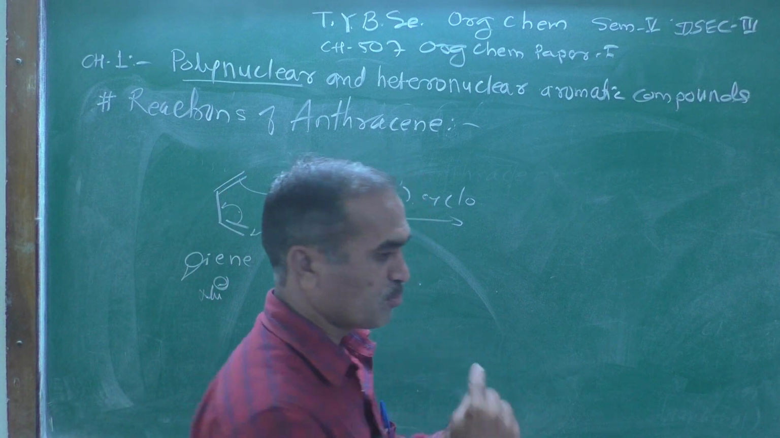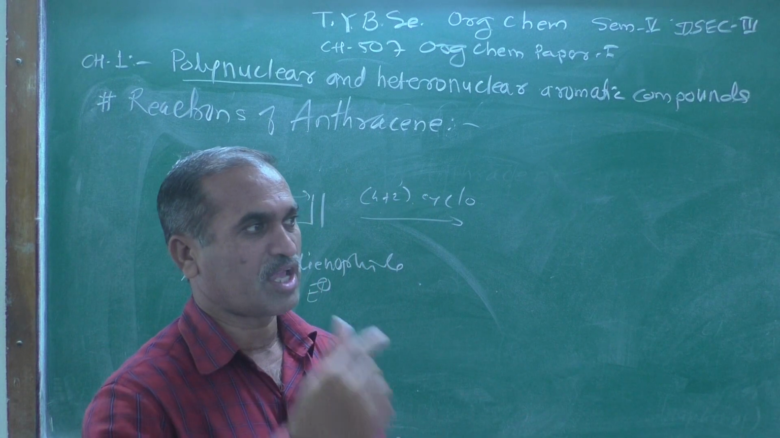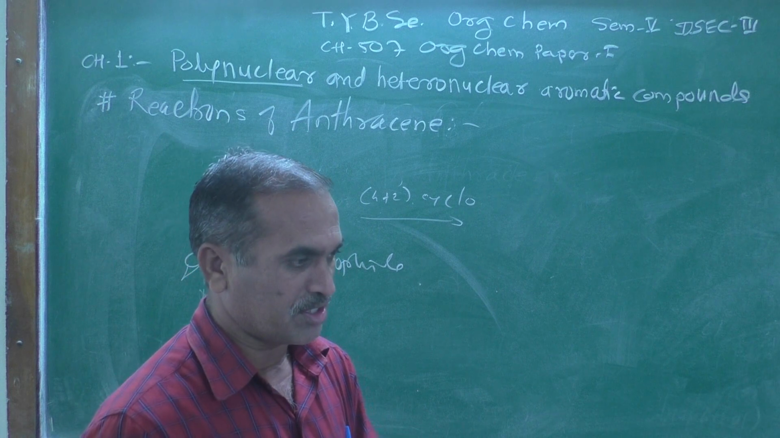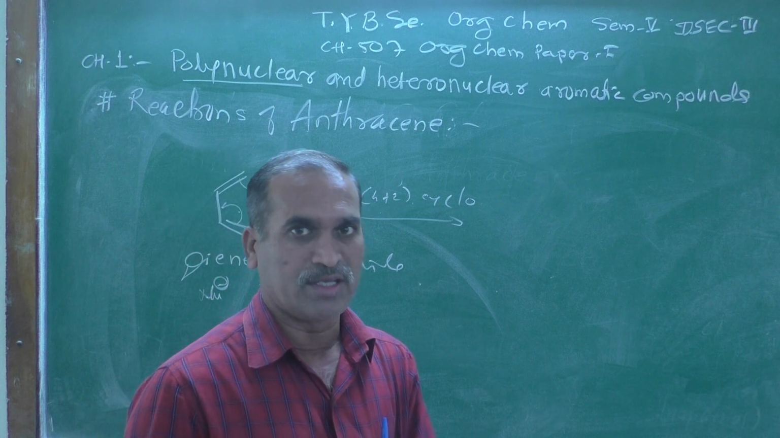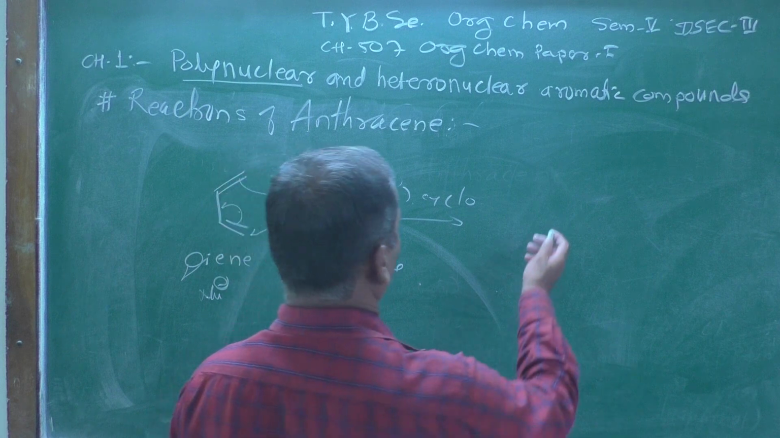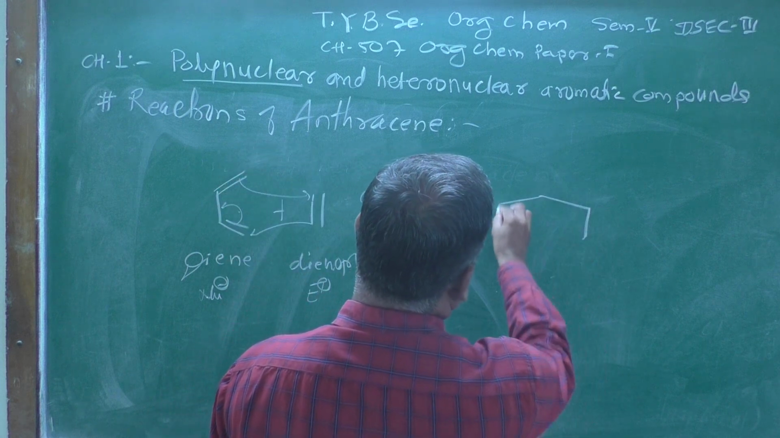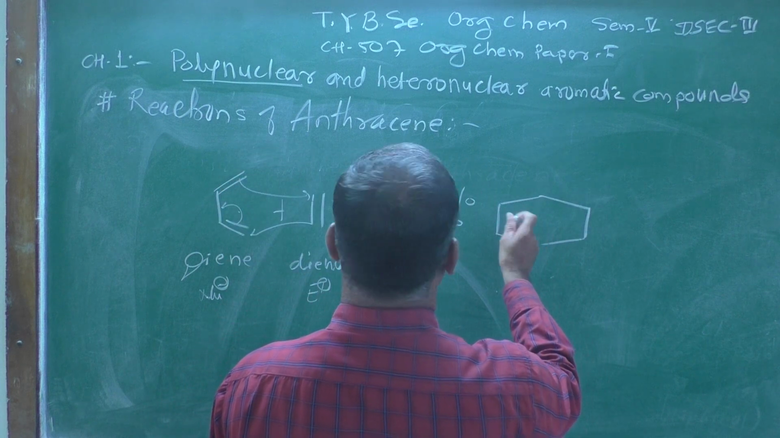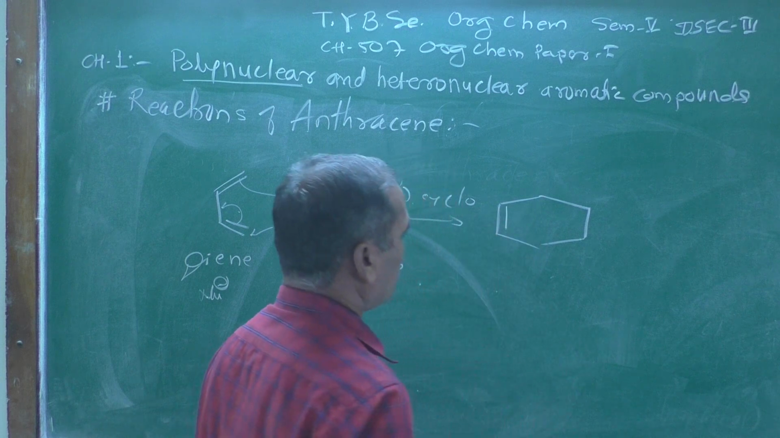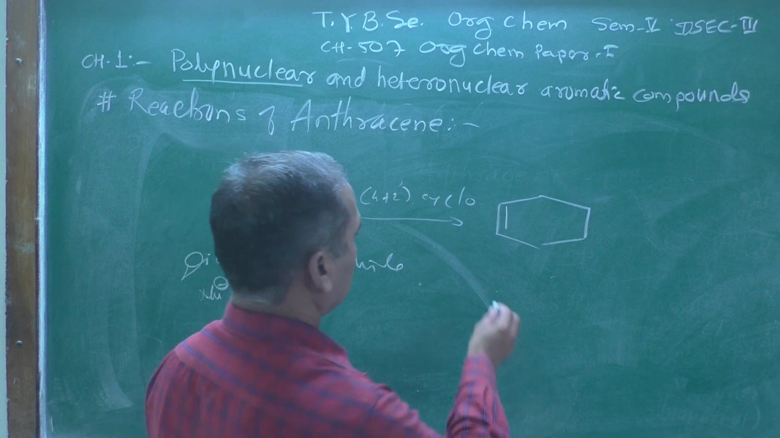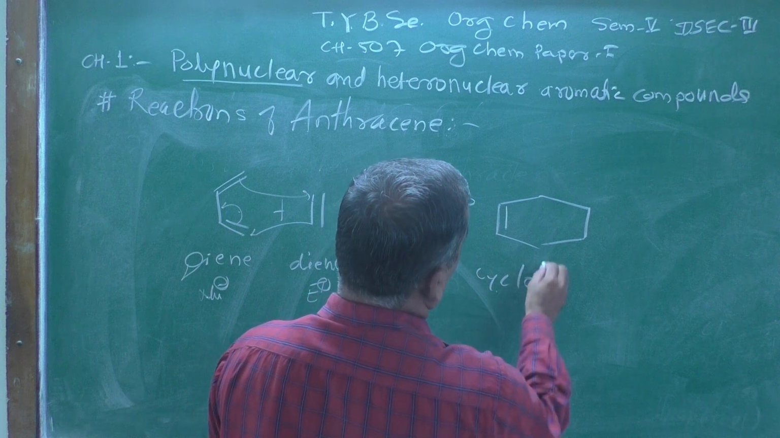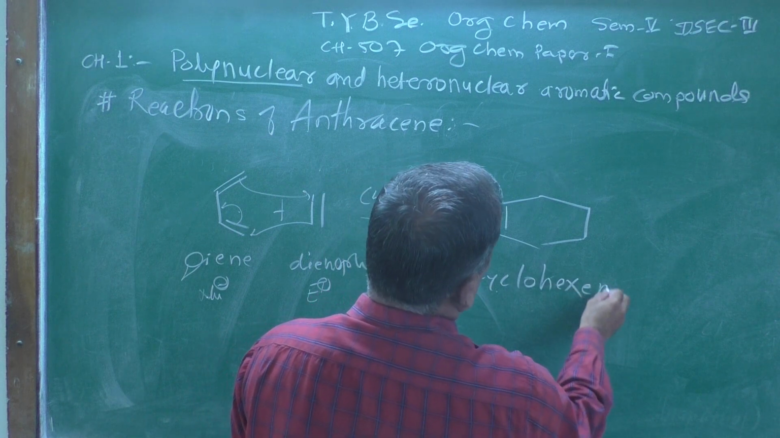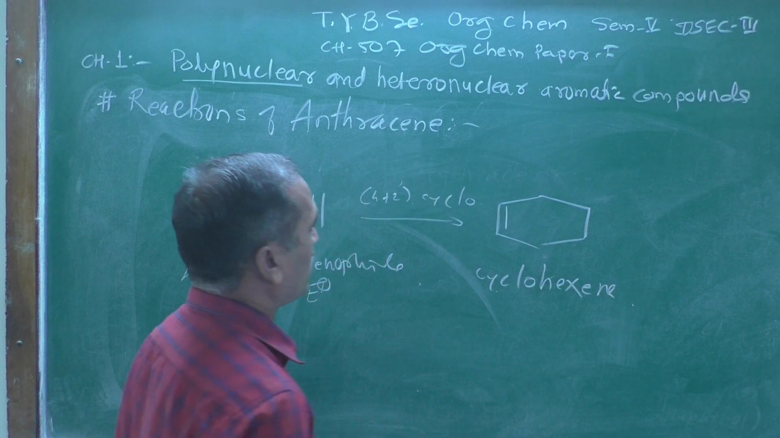Pericyclic reaction means movement of electrons in a cyclic manner. They are concerted reactions. They are highly stereospecific reactions, and the end product we are going to get will be this one. This is a cyclohexene. So one of the compounds is obtained over there.